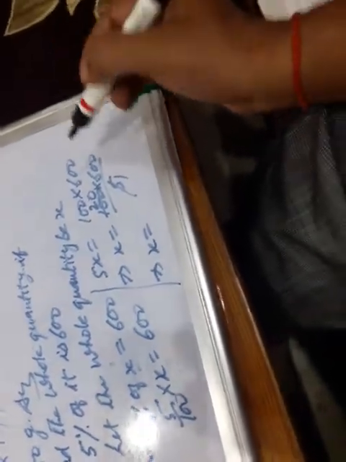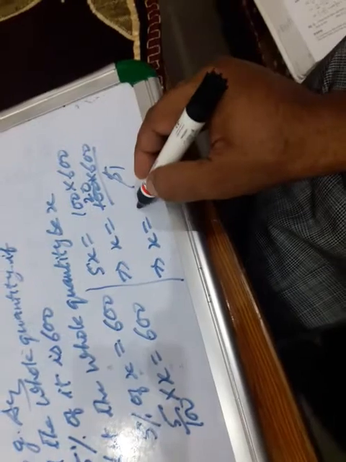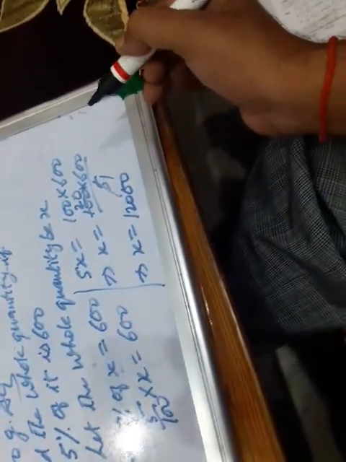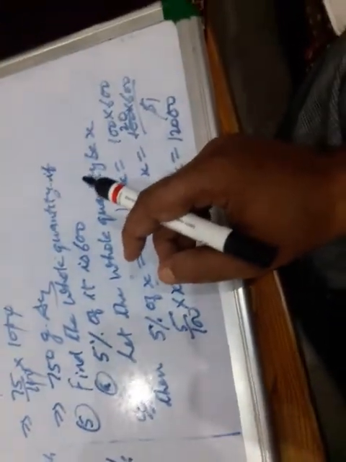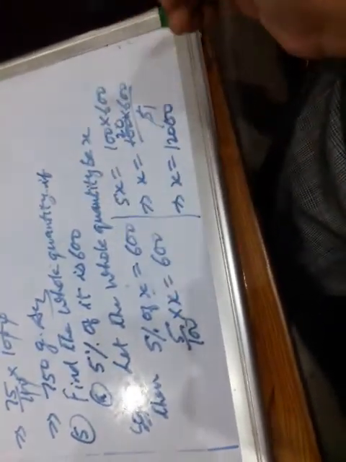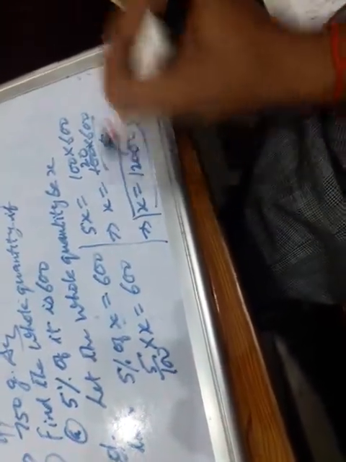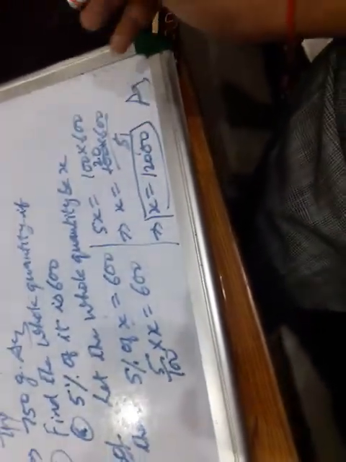That is, 2 sixes are 12, that is 120, and 2 more zeros are there. That is 12,000. Okay children, that is question number 5. Clear? So what was the whole quantity? Whole quantity was 12,000. Then 5% of it is 600. You can verify your solution to check the answer.